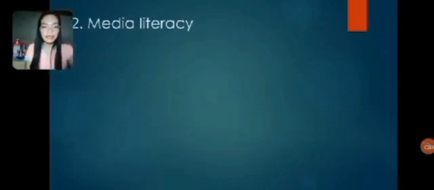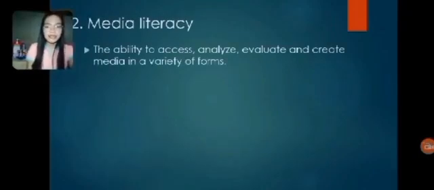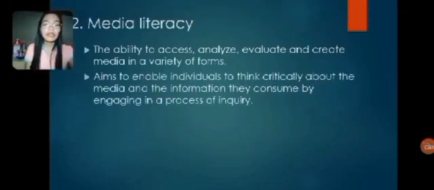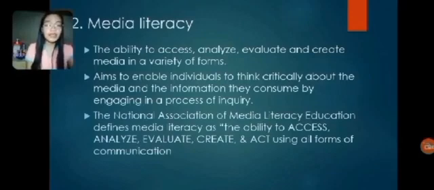Second, media literacy. When we say media literacy, it is the ability to access, analyze, evaluate, and create media in a variety of forms and aims to enable individuals to think critically about the media and the information they consume by engaging in a process of inquiry. The National Association of Media Literacy Education defines media literacy as the ability to access, analyze, evaluate, create, and act using all forms of communication.